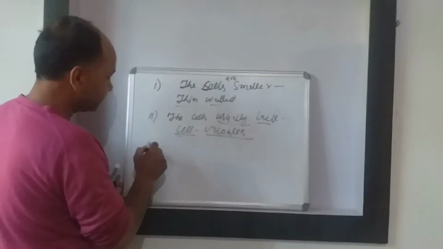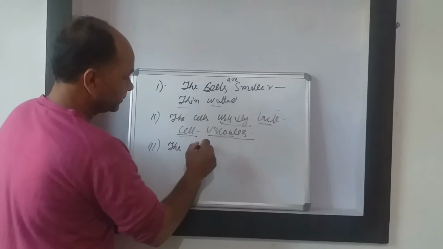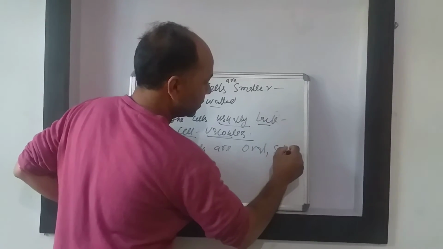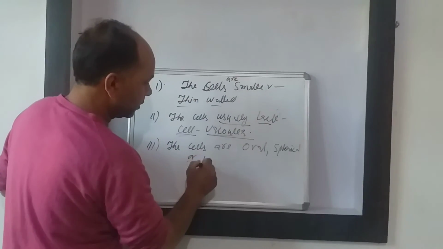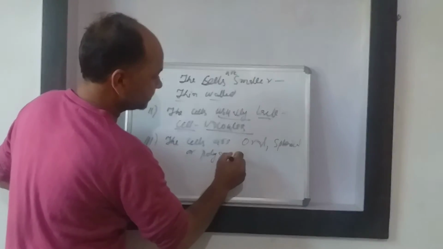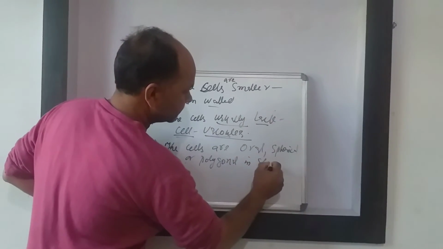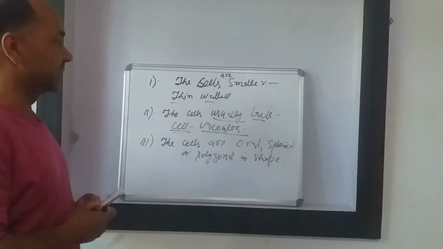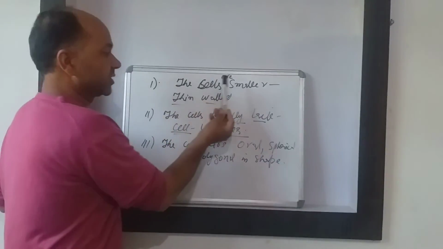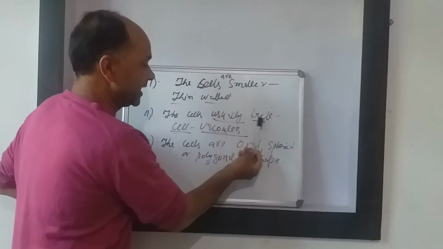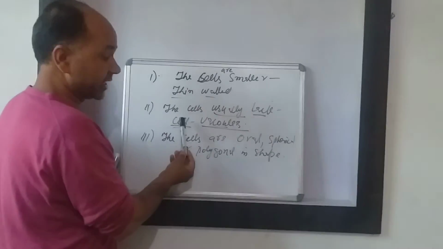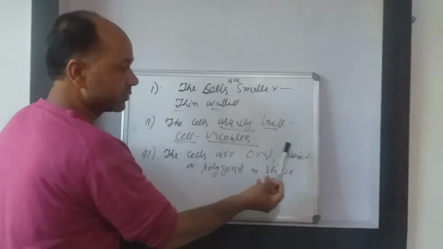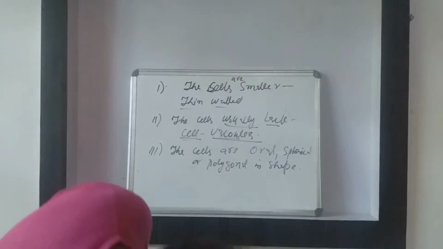The cells are oval, spherical, or polygonal in shape. We are discussing the characteristics of meristematic cells. The cells are thin-walled. The cells are smaller. The cells usually lack the cell vacuole. The important characteristic of plant cells is that they contain cell vacuoles, but those cell vacuoles are absent in the meristematic cells. The cells are oval, spherical, or polygonal in shape.